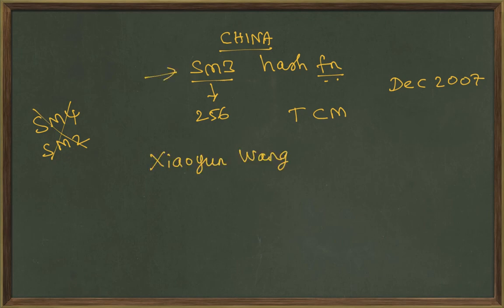SM3 was invented, or I should say designed, by a famous Chinese cryptographer by the name, I don't know exactly how to pronounce this, Xiaoyun Wang. She works as a professor in one of the famous universities in China. So she designed this SM3 algorithm. She is a mathematician, and she is also very famous for discovering collision attacks against MD5 and SHA-1.